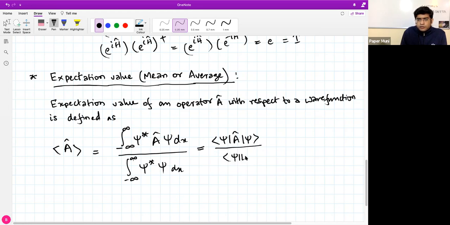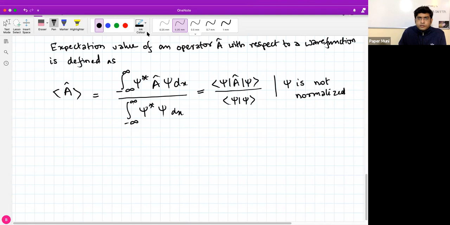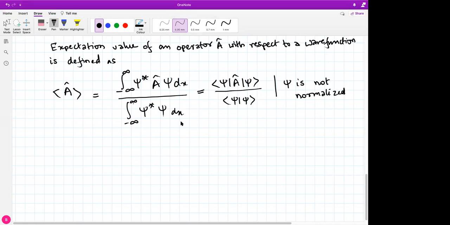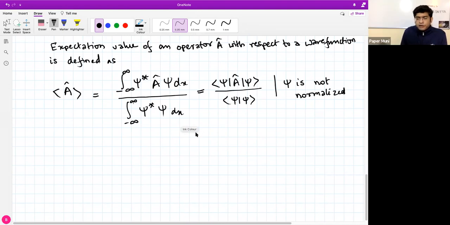So this is the Dirac notation for whatever we have written in integral notation. Now in this case we have assumed that the psi is not normalized. That is why we have to divide by the term, so that is why we are dividing.